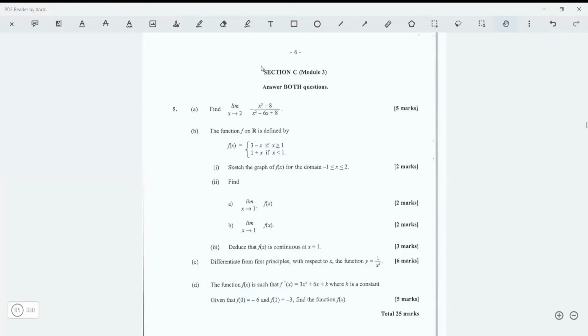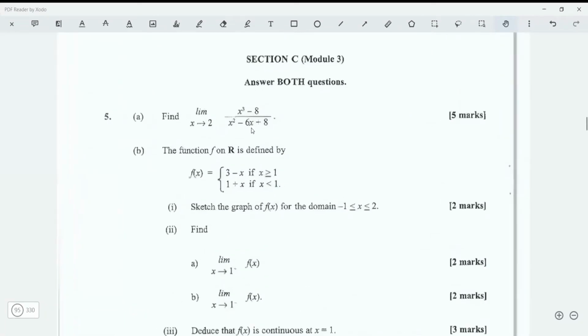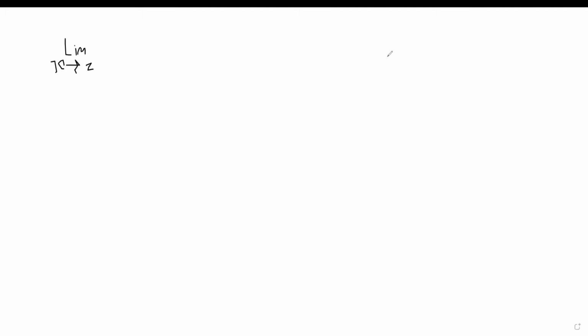Right. Now this is section C of this paper, and it says we're supposed to find the limit as x approaches 2 of x cubed minus x squared over x cubed minus 8 over x squared minus 6x plus 8. To do this question easily, I want to find the limit as x is approaching 2 of x cubed minus 8 over x squared minus 6x plus 8. I want to change the color, but I'll just work with the burgundy for now.